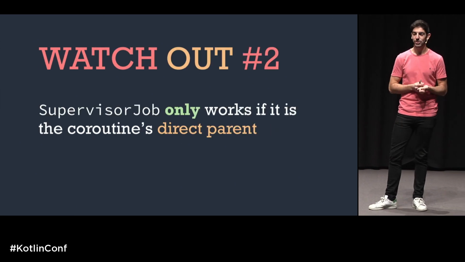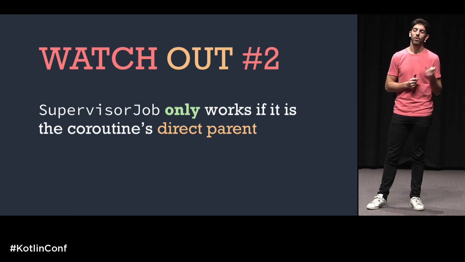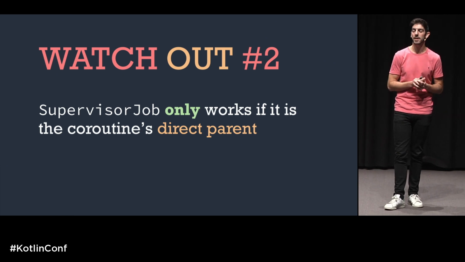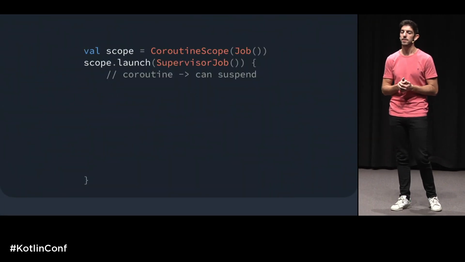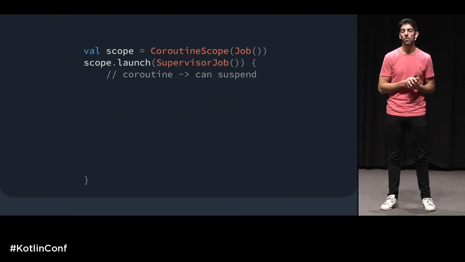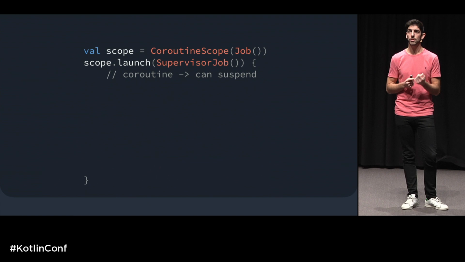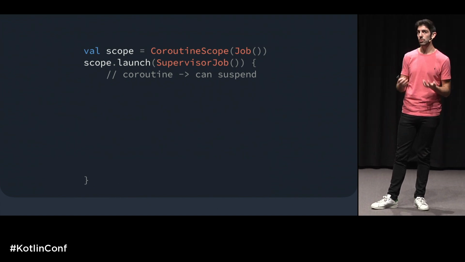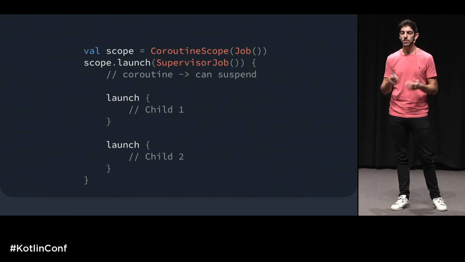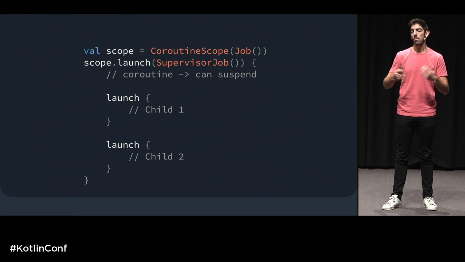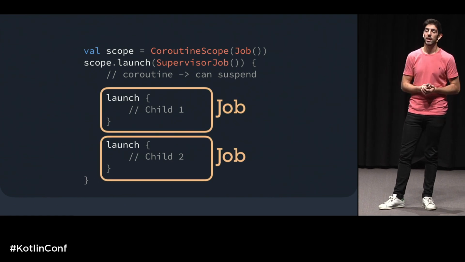Watch out, number 2. A supervisor job only works if it's the coroutine's direct parent. And it is very easy to make mistakes with this. So let's take a look at this sample. We are going to create a coroutineScope, and now we are going to call launch with supervisor job as a parent. So here we are in this coroutine, and we want to do some parallel computation, so we have 2 nested launches, child 1 and child 2, both of them with respective jobs.